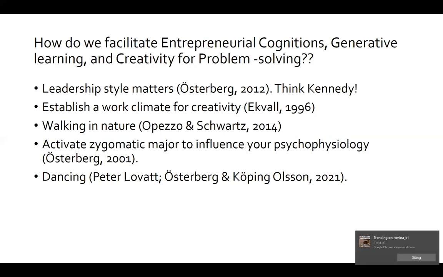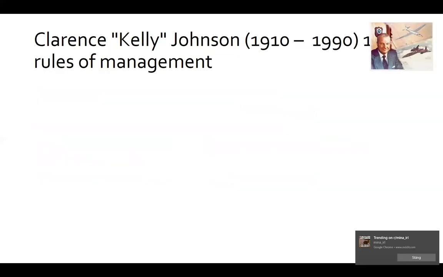Many people ask for a list of stuff, a long list of stuff. This is what leaders should think about. And this is Clarence Kelly Johnson. He is the guy who basically led the design work on the SR-71 Blackbird spy plane that he built for CIA. And this is a 14-point list. So I go into it in brief. It's very small letters also.